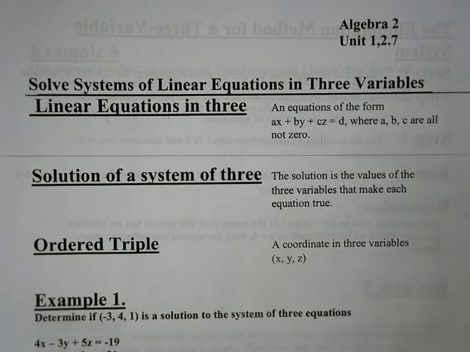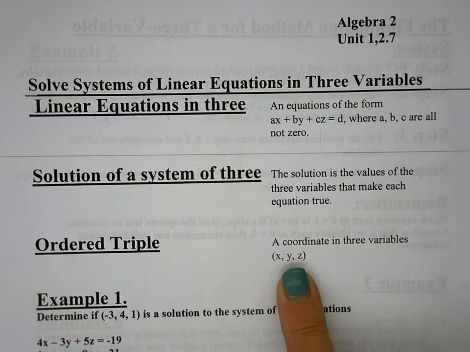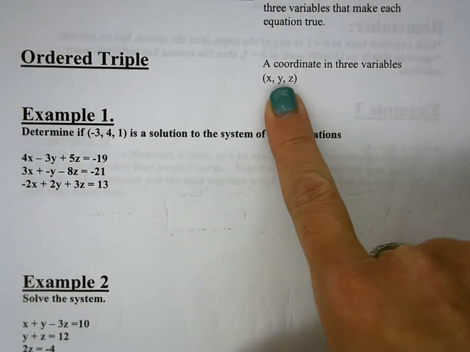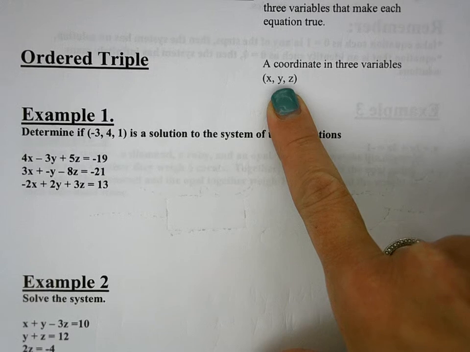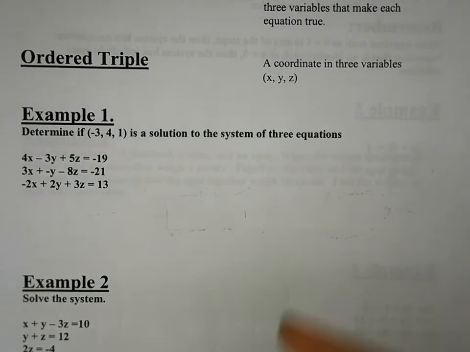Now, when you write your answers, you will write them as an ordered triple, okay? Whenever you write answers, you write them in alphabetical order. It goes X, Y, and then Z. If your letters were A, B, and C, you'd write it as A, B, and C. You guys are smart, right? Okay.